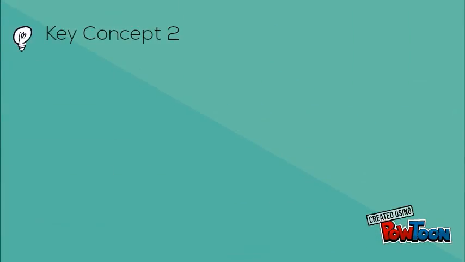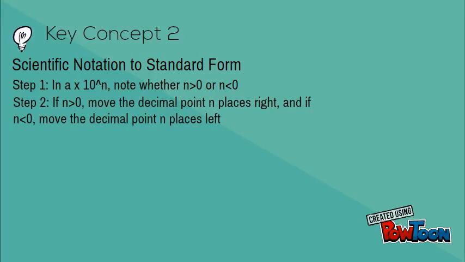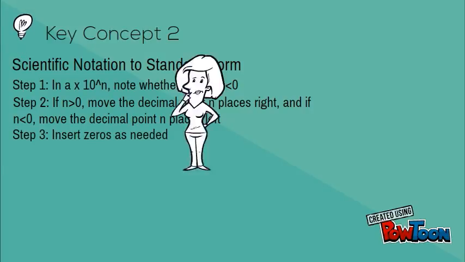Key concept number 2. Scientific notation, the standard form. Step 1. In a times 10 to the n, note whether n is larger than or smaller than 0. If n is larger than 0, move the decimal point n places right, and if n is smaller than 0, move the decimal point n places left. Step 3. Insert zeros as needed.